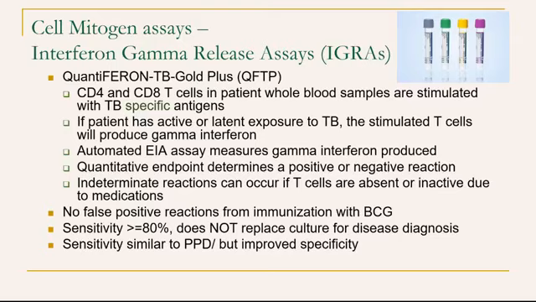The primary test that has been used recently has been the QuantiFERON TB Gold Plus. This detects both CD4 and CD8 T cells in patients' whole blood samples stimulated with TB-specific antigens. If a patient has active or latent exposure to TB, the stimulated T cells will produce gamma interferon. We then use an automated enzyme immunoassay, which measures gamma interferon produced. It gives you a quantitative endpoint that determines either a positive or negative reaction.